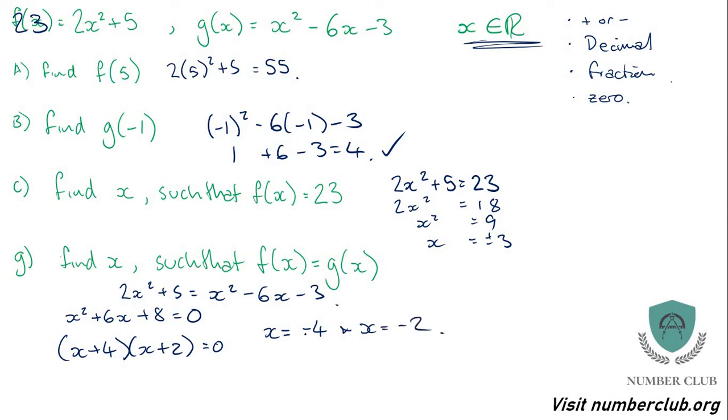In other words, if I plug negative 4 into this, which gets me 37, I'll get the same as if I plug it into this, which gets me 37. If I plug negative 2 into this, which gives me 13, I'll get 13 out of that side as well. Okay, let's move on.